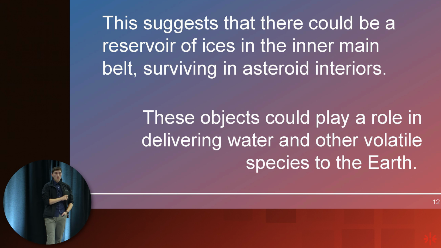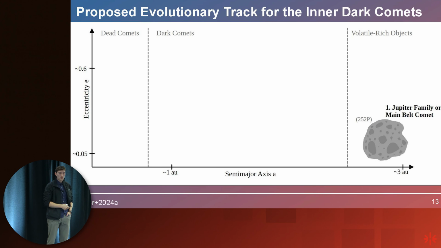It does match things from the main belt, but we don't have a good convincing mechanism for how those main belt objects could get to the Earth. And so what the dark comets do is they provide a new population of ices that we can study that have demonstrably been able to get close to the Earth, could have been impactors, and that can preserve ices over the age of the solar system.